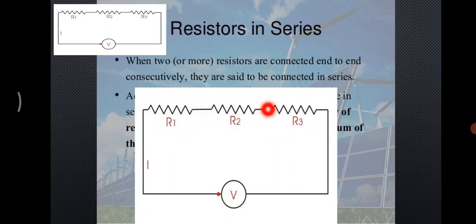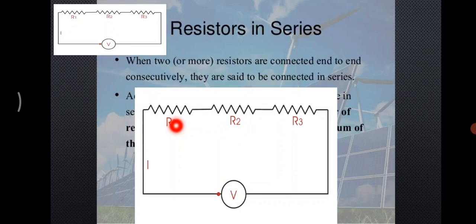Here is one more thing: if any one component fails, say resistance R2 fails, then R1 and R3 will also stop working. If R3 fails, R1 and R2 will stop working. If R1 fails, R2 and R3 will stop working. This is also the most important point: if one appliance fails, then the other appliances will stop working. These are a few properties, or characteristics, of resistance in series, children.